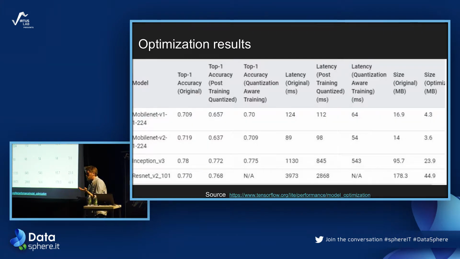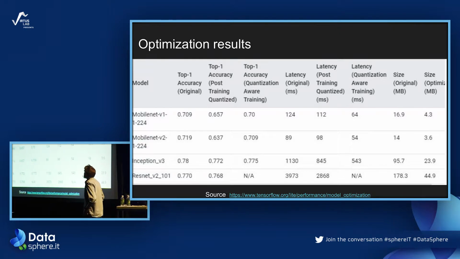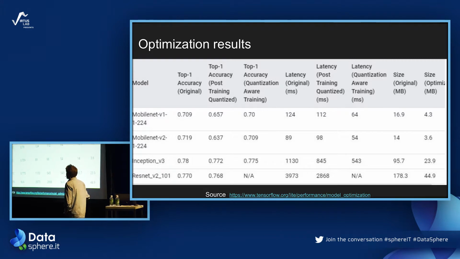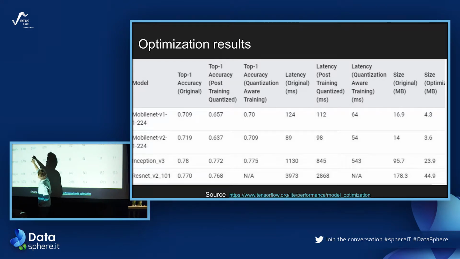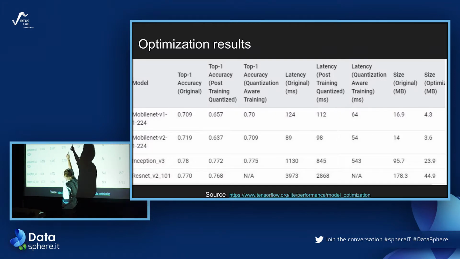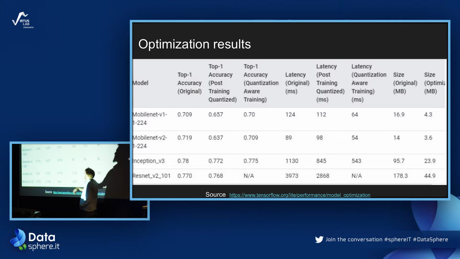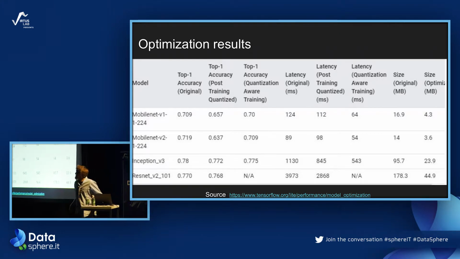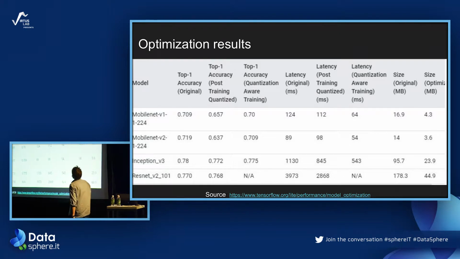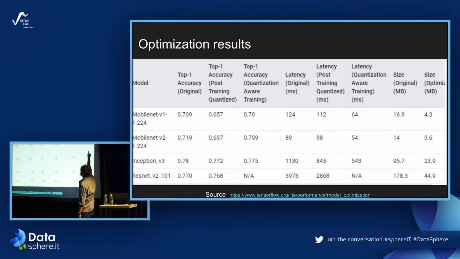And to put some data on the screen, these are also from their website. Information on how the optimization is doing. We can see that we get some accuracy loss. If we do quantization-aware training, the loss is smaller. But even the basic one gives us quite a gain in latency. And also look at the size of the model. It's like 4 times smaller.